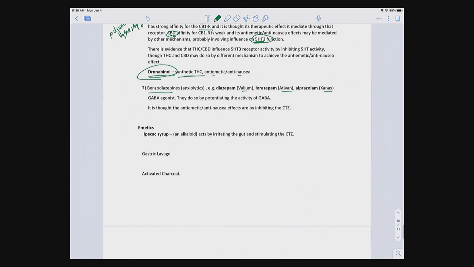I want to end on a different note. I've gone through 7 basic categories for anti-nausea, anti-vomiting drugs. I want to end on the opposite: an emetic, a drug that actually causes vomiting and nausea. One of the drugs I want to talk about, and the reason I want to talk about it is because you can buy it in any drugstore, is Ipecac syrup. You can get it at Walgreens. If you buy Ipecac syrup and you drink some of it, you're going to vomit.